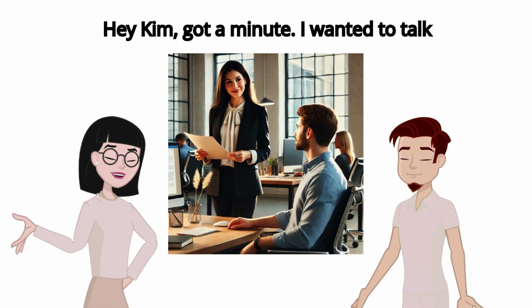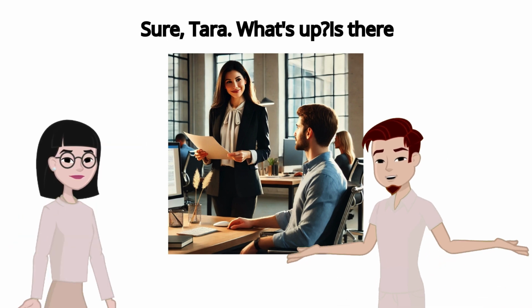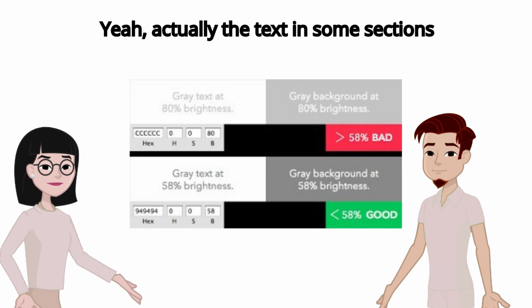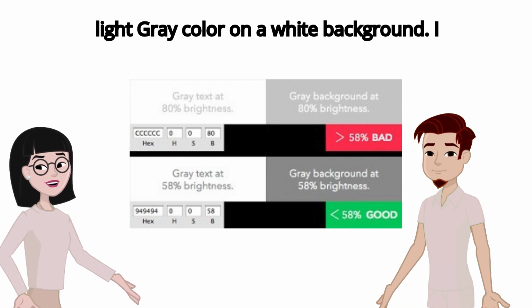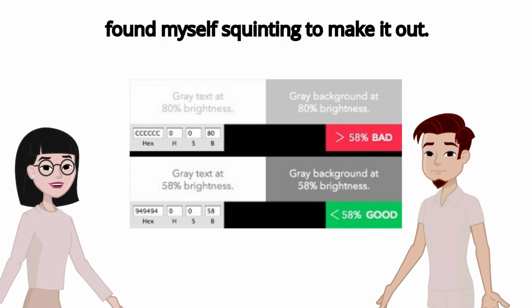Hey, Kim, got a minute? I wanted to talk to you about the latest project document. Sure, Tara. What's up? Is there something we should adjust? Yeah, actually. The text in some sections was hard for me to read because of the light grey colour on a white background. I found myself squinting to make it out.